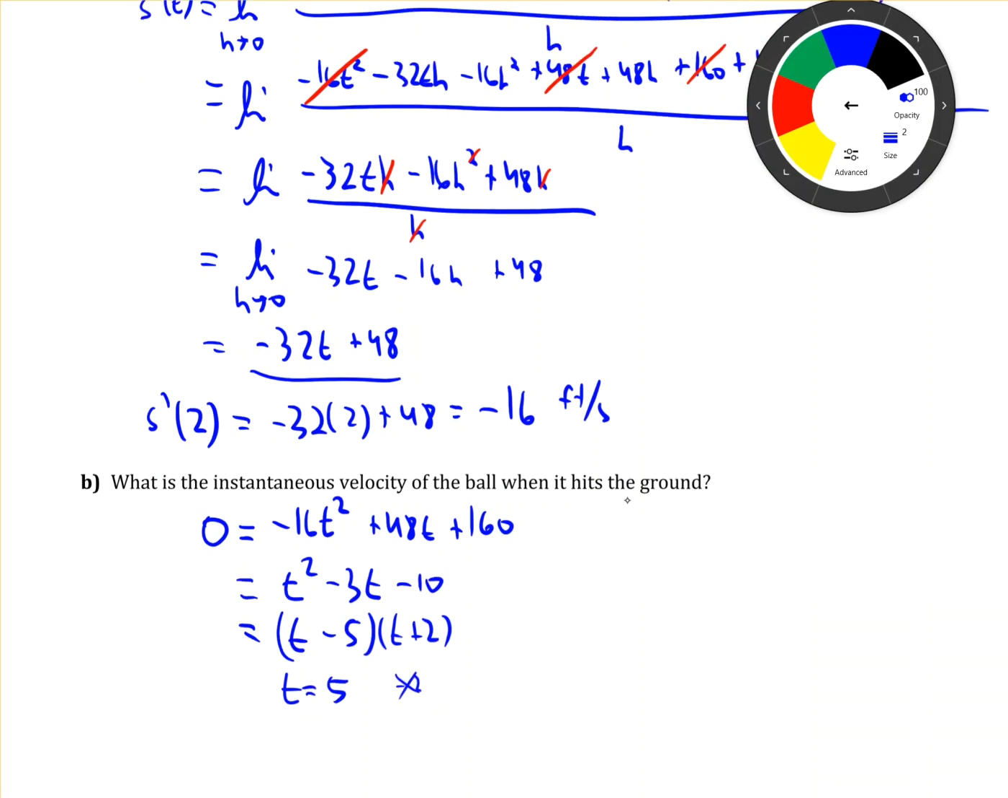So now the nice thing is I get to plug 5 into this guy up here. And so I get s prime of 5 is equal to negative 32 times 5 plus 48. And so negative 32 times 5 is negative 160 plus 48 gets me negative 112 feet per second.